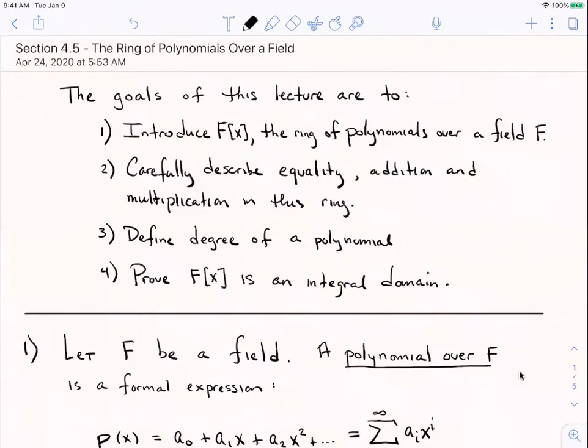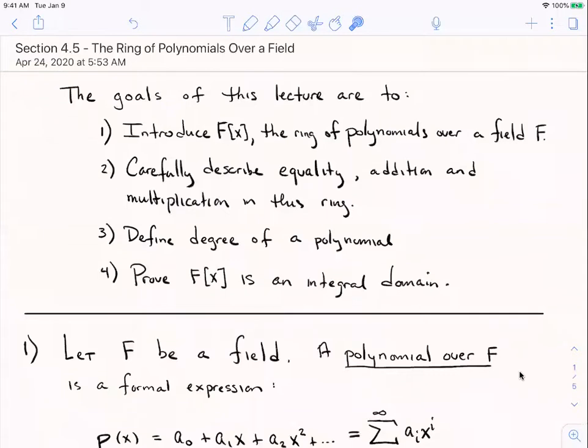So you can see the goals of this lecture here today. I want to introduce this ring of formal polynomials over a field. Here, capital F denotes a field. And in that description, it may seem like I'm talking about some foreign object, but I want you to just keep telling yourself these are just polynomials. You know how to add them, you know how to multiply them. I'm just trying to set this up in a formal framework so that we can use some of our ring theory to analyze them, okay?